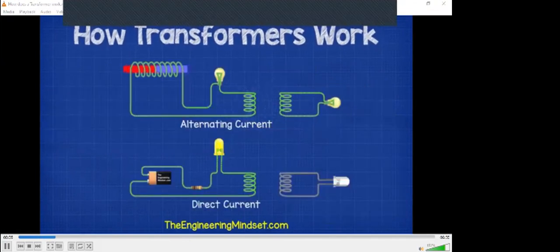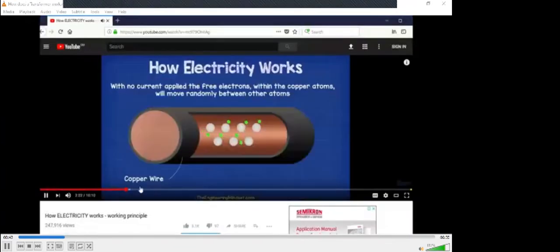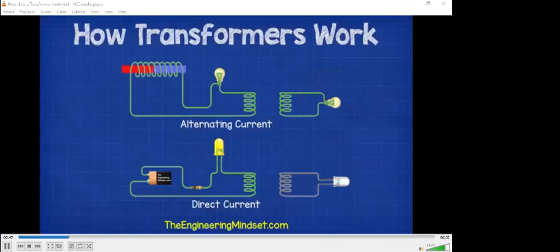Now there are two types of electricity, AC and DC, but transformers can only work using AC, or alternating current. If you don't know the difference between these two, then please first watch the video on electricity basics. Again, you can find links to these videos in the video description below.